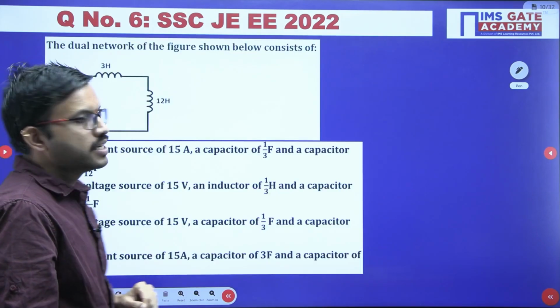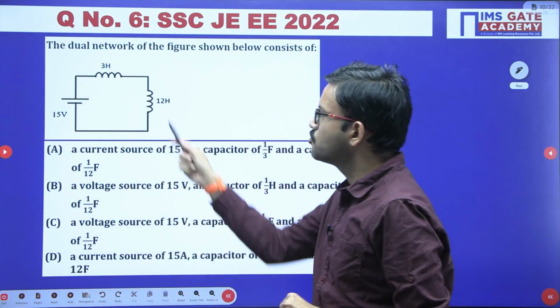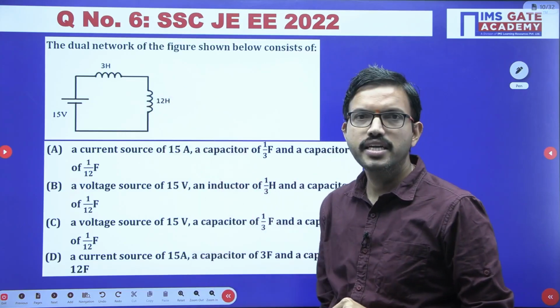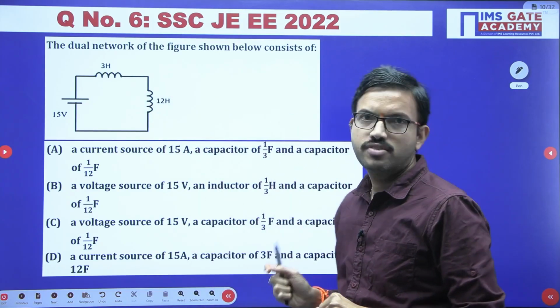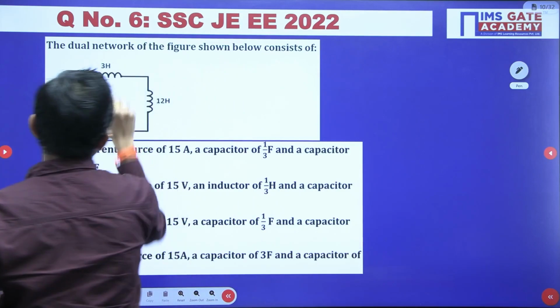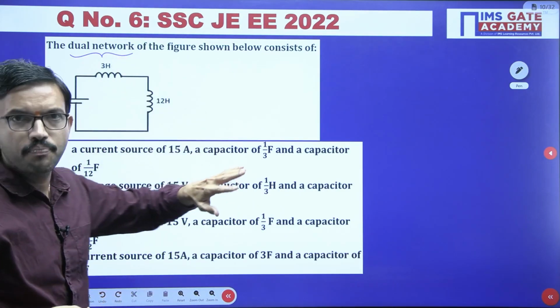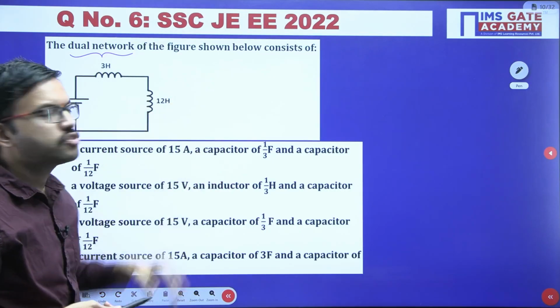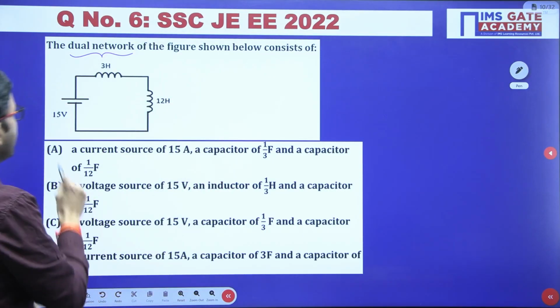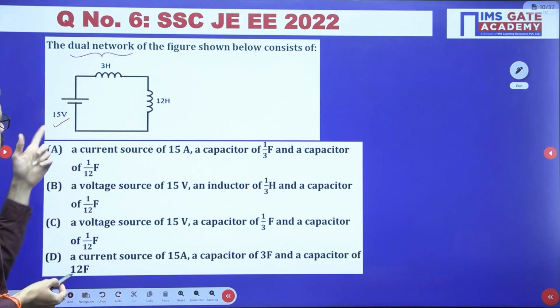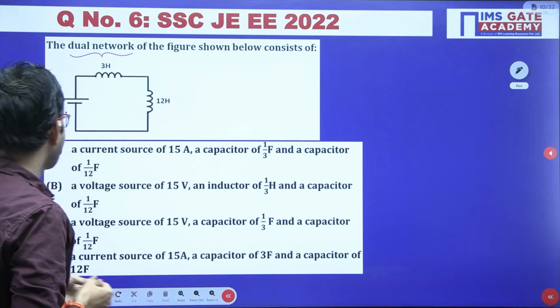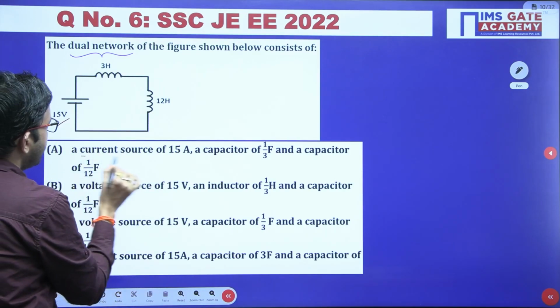Next one, in this circuit you are having voltage source, 2 inductors are there. Now they are asking the dual network. See, they have given one network, and in this network they are applying the dual. In the dual network what you will be having? Just now we have mentioned voltage source is there. For voltage source dual is current source.